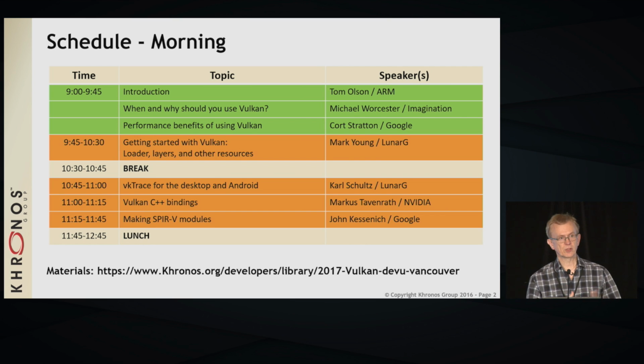And the guys from LunarG will talk about the layer system. Marcus will talk about using Vulkan from C++, using the system that he's developed. John Kessenich, who's the author of the SPIR-V spec, will talk about the critical topic of how do you write shaders for Vulkan and get them working. We do have breaks and we have lunch.